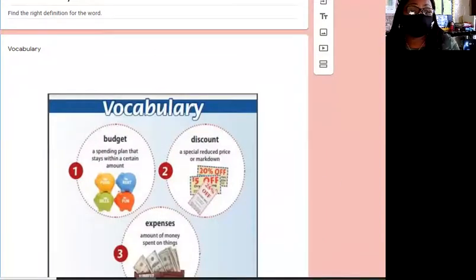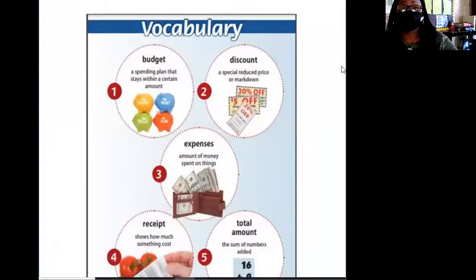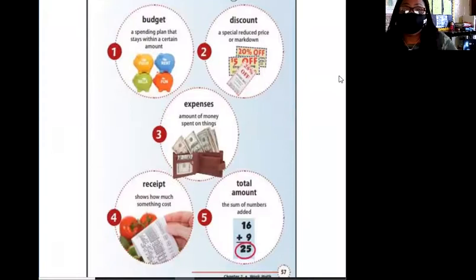I'm gonna say you slide. Alrighty, so you guys should be familiar with our words by now. We have five words, and they are budget, discount, expenses, receipt, and total amount. We know that a budget is a spending plan that stays within a certain amount. Discount is a special reduced price or markdown. Expenses is an amount of money spent on things. A receipt shows how much something cost. And five, total amount is the sum of numbers added.